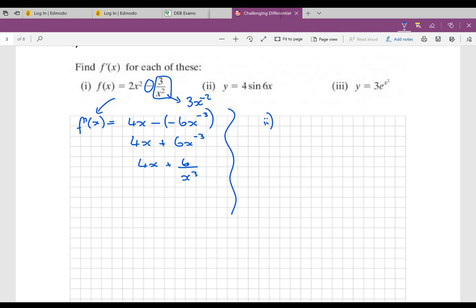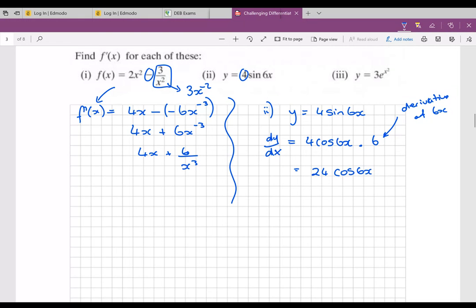Okay. The second one, y is equal to 4 sin 6x. Again, not a product rule because this is not a variable. 4 is a constant, so it doesn't need the product rule. dy/dx is equal to 4, sin becomes cos. I keep the 6x and I multiply by the derivative of 6x, which is 6. Okay, which leaves me with 6 by 4, which is 24 cos 6x.